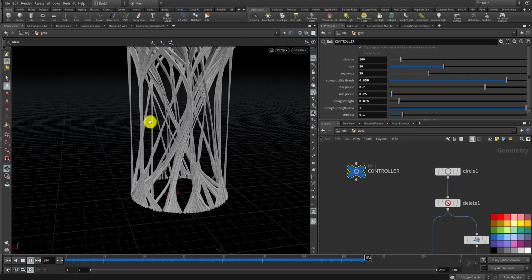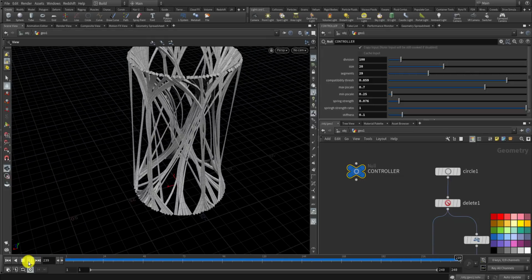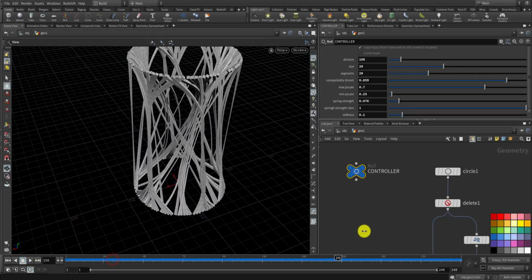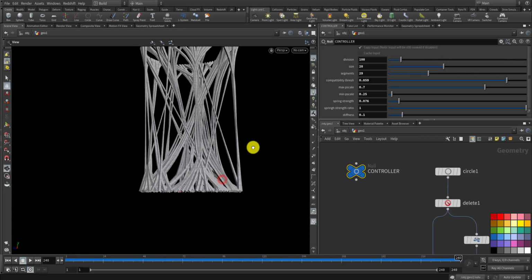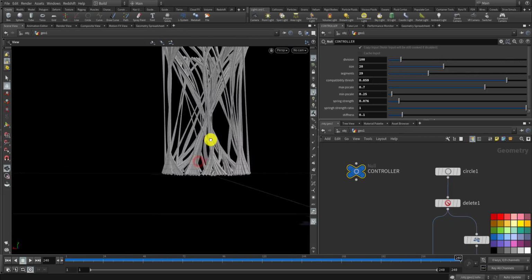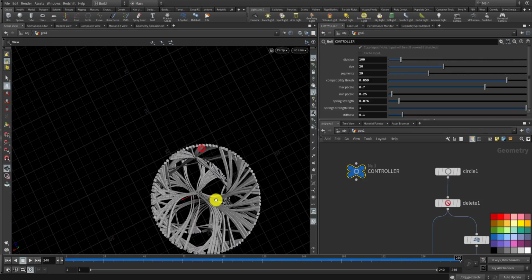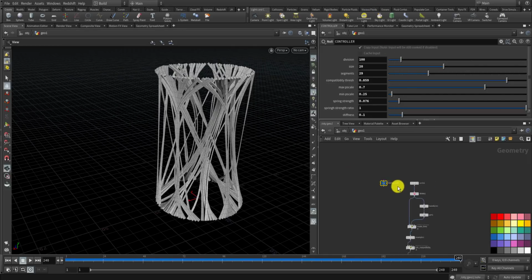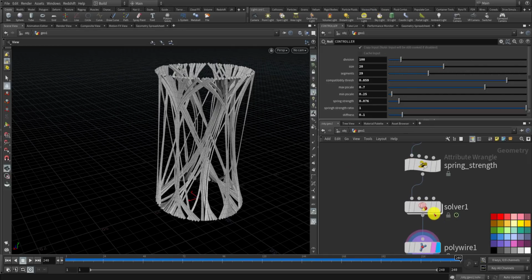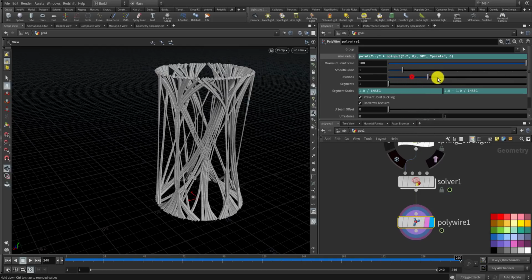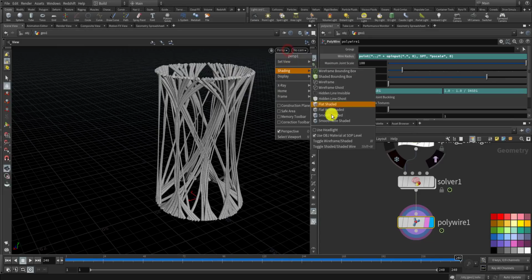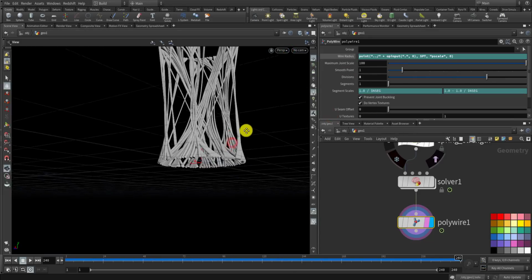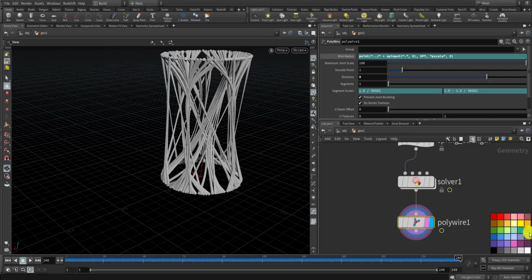More sticky, glue-like network, which I really like. Yeah. And it's up to you with the resolution of the polywires. If you want to make it rounded, you could just do it.